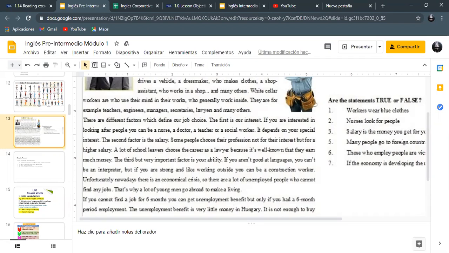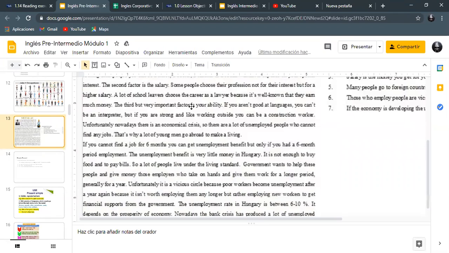The second factor is the salary. Some people choose their profession not for their interest, but for a higher salary. A lot of school leavers choose the career as a lawyer because it's well known that they earn much money.